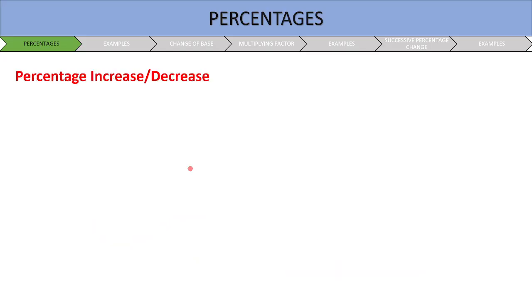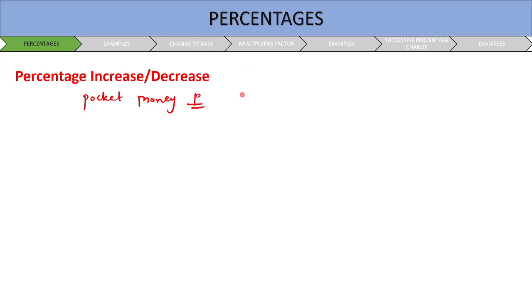Now, we will talk about percentage increase and decrease. Okay. So, you first consider this value. Let's say you receive a pocket money P. Okay, this is the amount you are receiving.